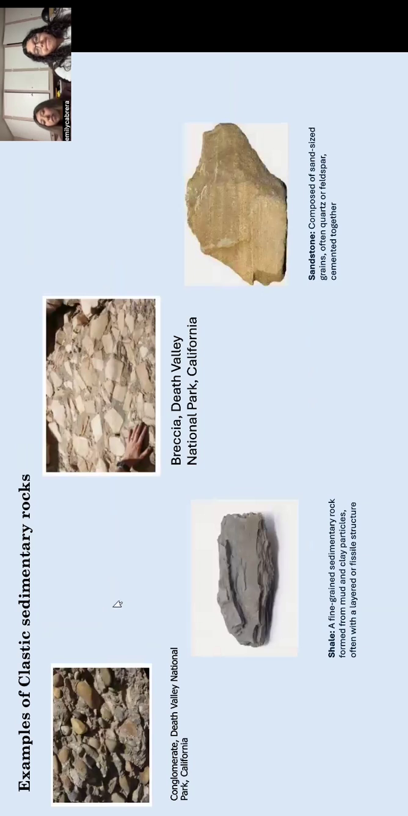And here are some examples of clastic sedimentary rocks. This one right here is conglomerate, which can be found at the Death Valley National Park in California. We have shale, a fine-grained sedimentary rock, which is formed from mud and clay particles, often with layered structures, which we have interacted with during class. And then another example is breccia right here, which can also be found at the Death Valley National Park in California. And lastly, we have sandstone, which is composed of sand-sized grains, often quartz and feldspar, which is cemented together.